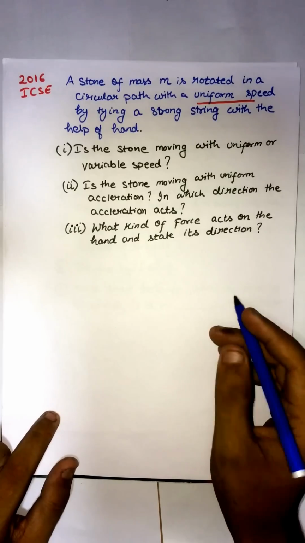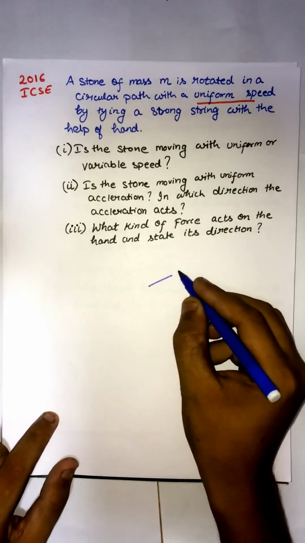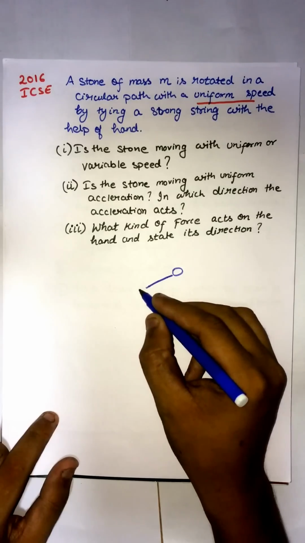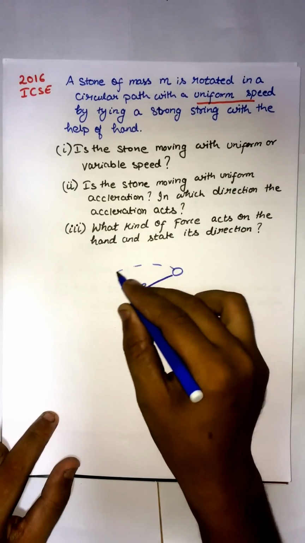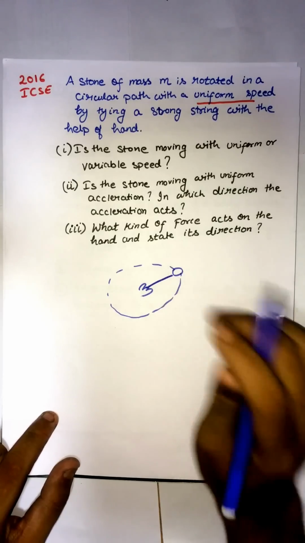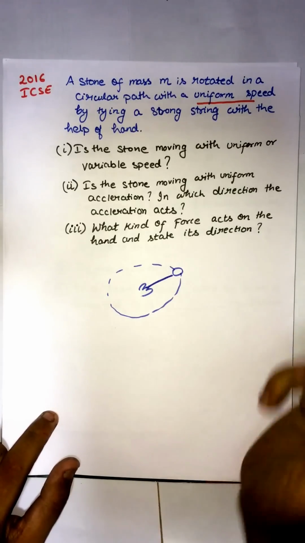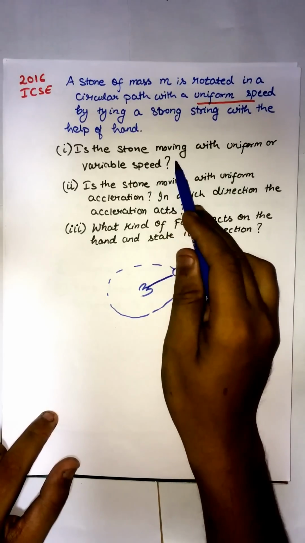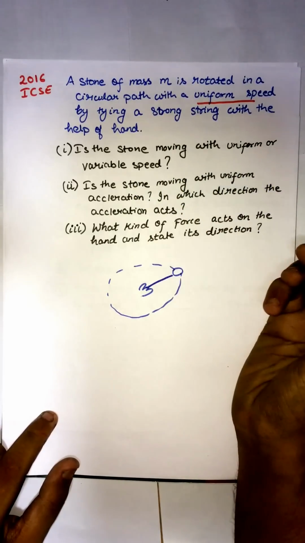So we have one stone which is tied to a string, and here is my hand, and I am rotating this stone in a circle. Okay, so I have to apply force and rotate it like this. So the first question is, is the stone moving with uniform or variable speed?